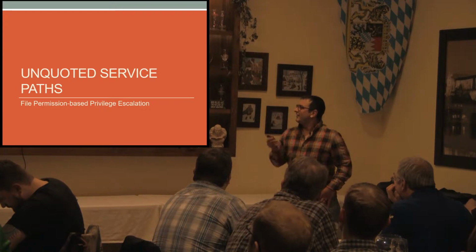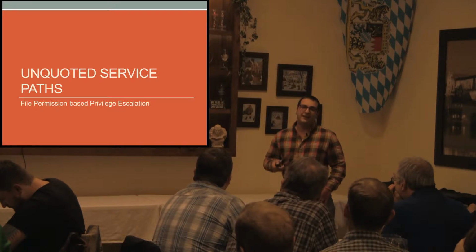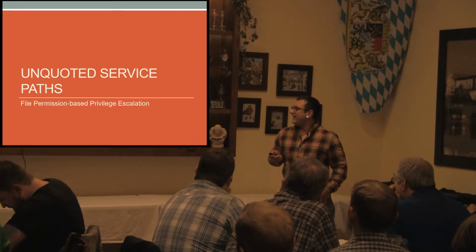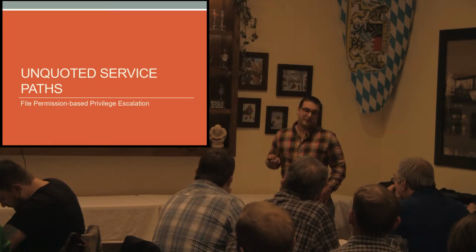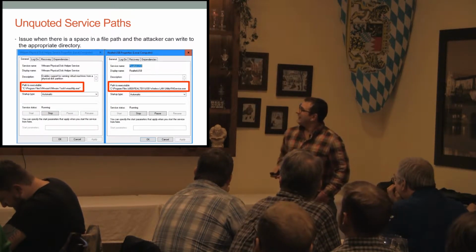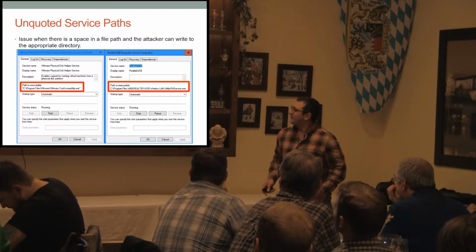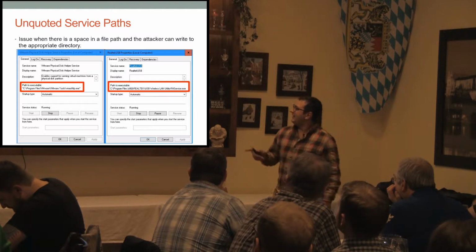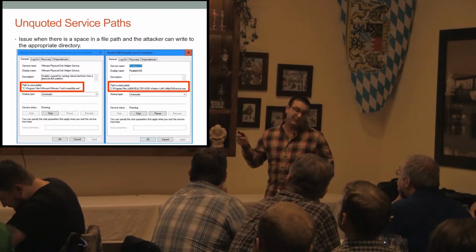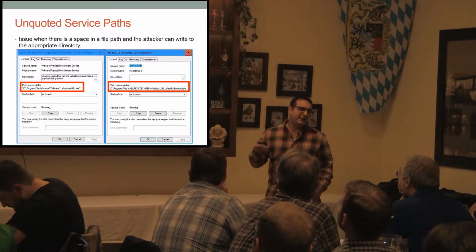Unquoted service paths is essentially this idea of file permission based privilege escalation. So we're looking at file permissions on the system and the way that Windows loads services and runs things, and also loads DLLs. This is going to be hard to see from the back, but if you look at the way service paths work, we have a service. On your left, you'll see we have a VMware service, and it's launching out of C:\Program Files, and this path is quoted. It's got double quotes around it.